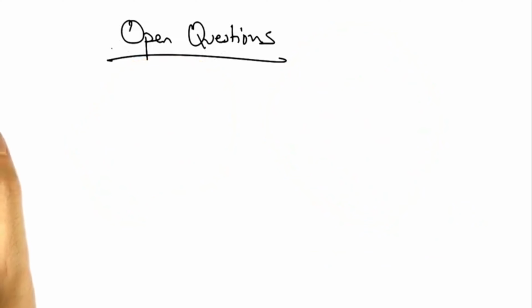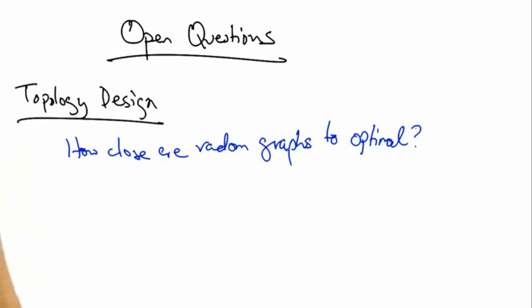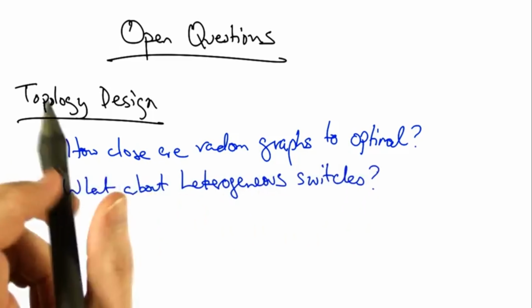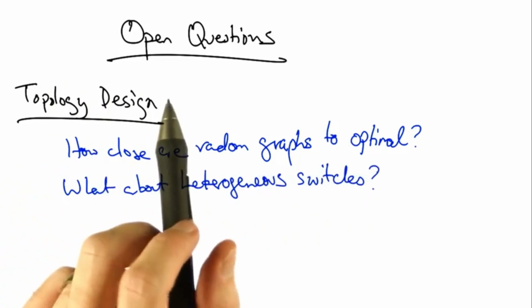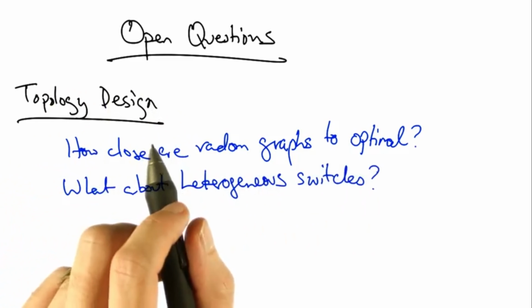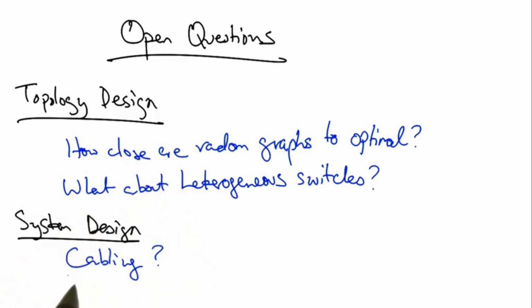So while Jellyfish shows some promise, there are certainly some open questions. First, how close are these random graphs to optimal in terms of the optimal throughput that could be achieved for a particular set of equipment? Second, what about topologies where switches are heterogeneous with different numbers of ports or link speeds? From a system design perspective, the random topology model could create problems with physically cabling the data center network, and there are also questions about how to perform routing or congestion control without the structure of a conventional data center network like a fat tree.